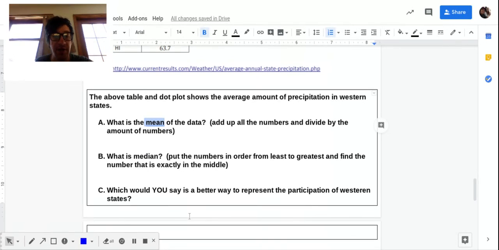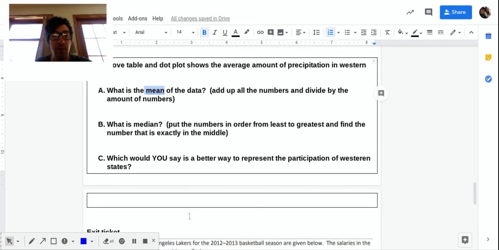Median, put them in order, find the exact middle. If you have two numbers in the middle, take those two numbers, add them together, divide by 2. That'll give you the exact middle. Okay, if you have two numbers that are in the middle, like there's an even number of numbers on either side of them, those two numbers, add them together, divide by 2. Find the mean for just those two numbers, basically.